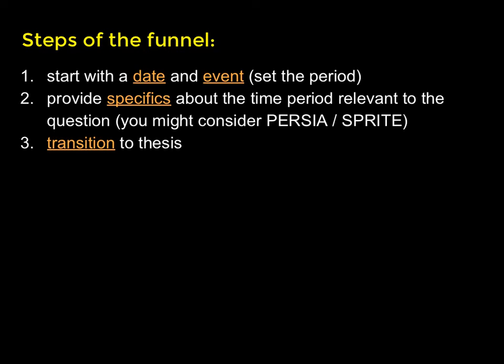You might consider a couple of acronyms to give you some ideas about what to write here. So one acronym is PERSIA, which stands for Political, Economic, Religious, Social, Intellectual, and Artistic History, or SPRITE, which is very similar. SPRITE stands for Social, Political, Religious, Intellectual, Technological, and Economic. So either of those two acronyms can give you a route to thinking about what specifics are relevant here. Maybe it's economic history that's relevant, or maybe it's political history, or maybe social developments, and to make that decision you need to go back to the essay question itself.